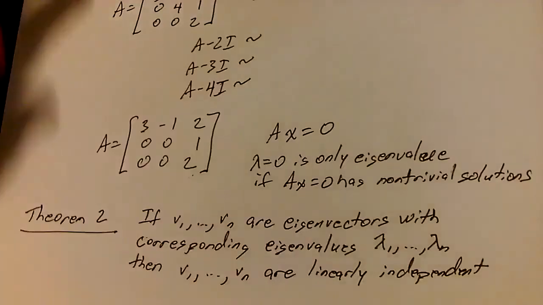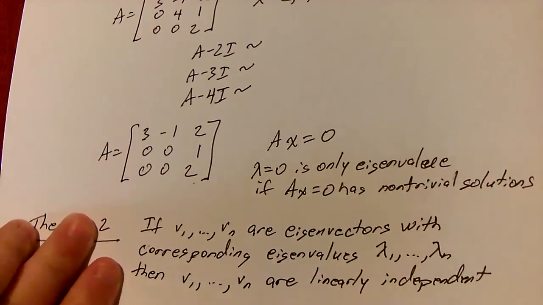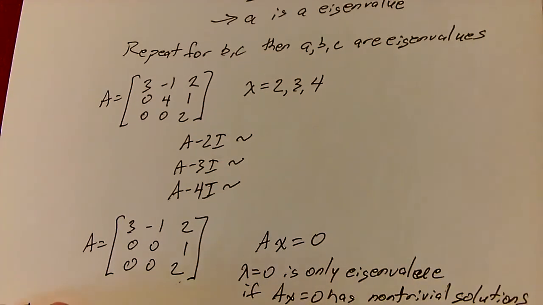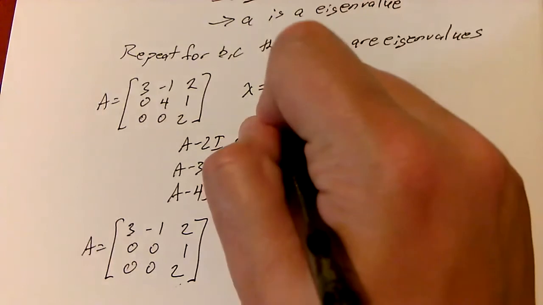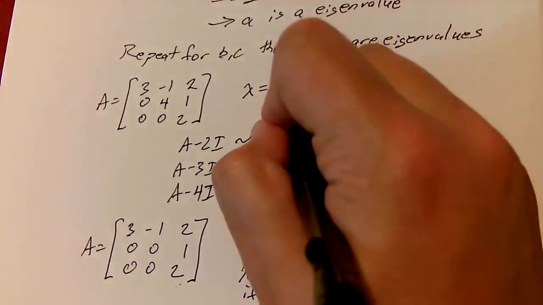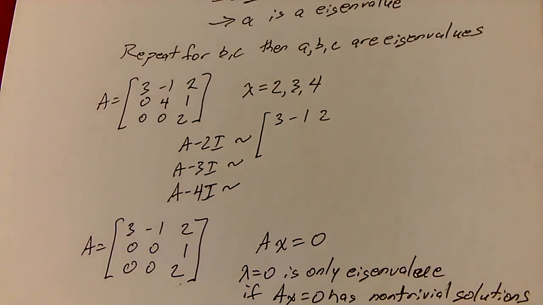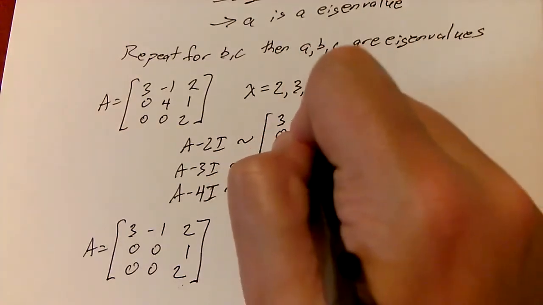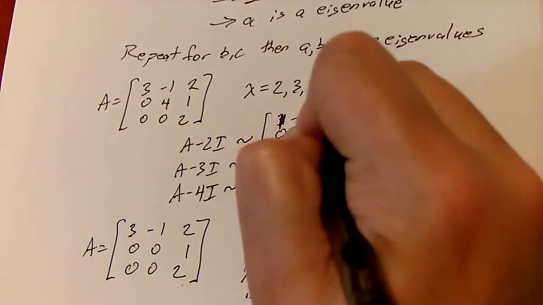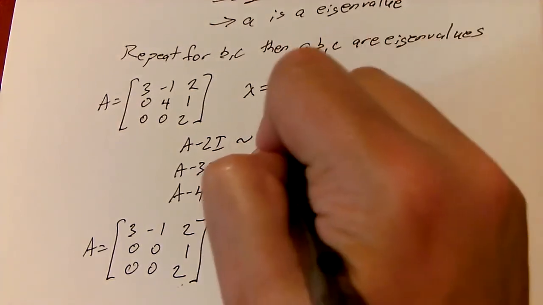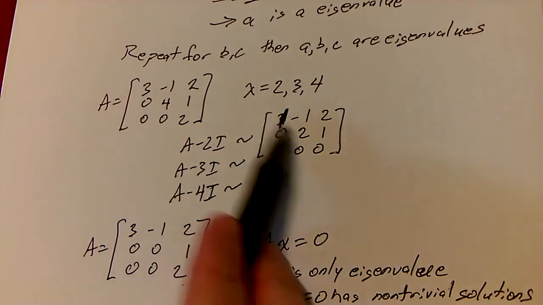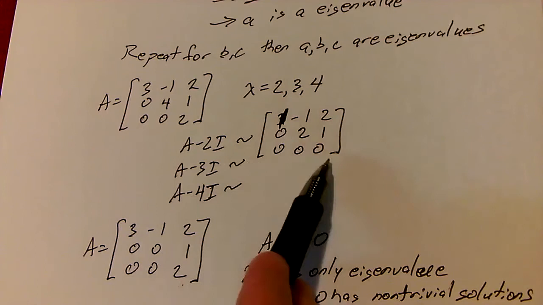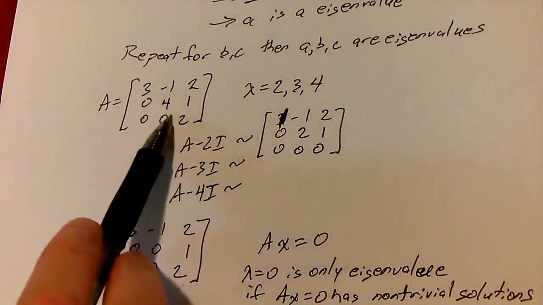But look back at some of our previous examples. If I row reduce A minus lambda I here, say I take A minus 2I, then A minus 2I would be 3, negative 1, 2. This is just the one right before theorem 2, if you're looking back at your notes. So I need to subtract 2, sorry. So I'm going to get 1, 2, 1, and 0, 0, 0. Notice here the diagonal has 1, 2, and 0. Those are not the eigenvalues. The eigenvalues are 2, 3, and 4 back here.